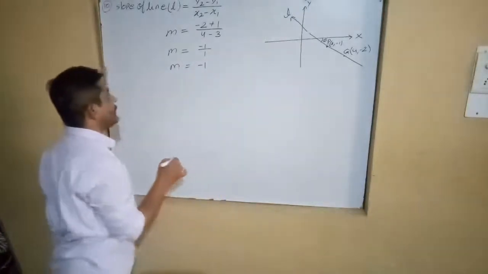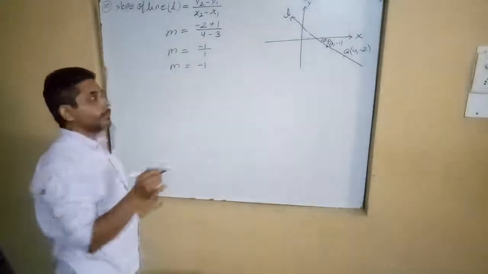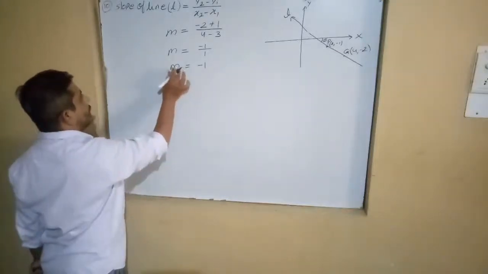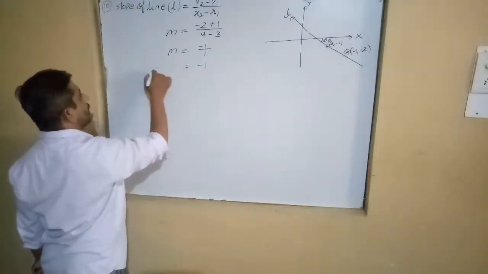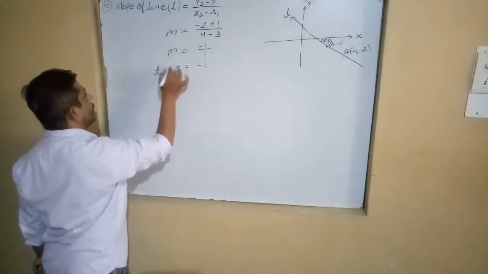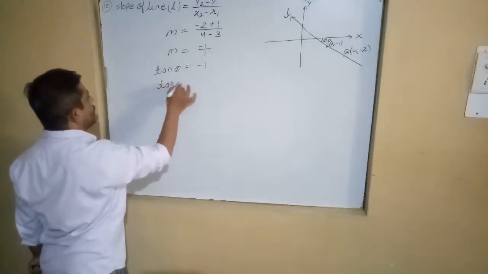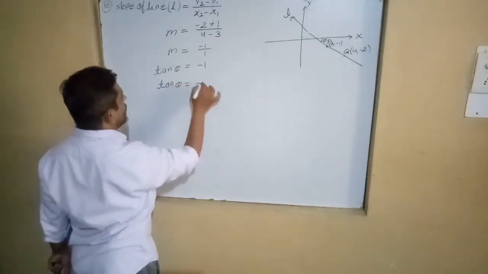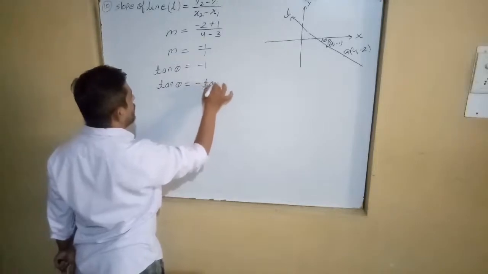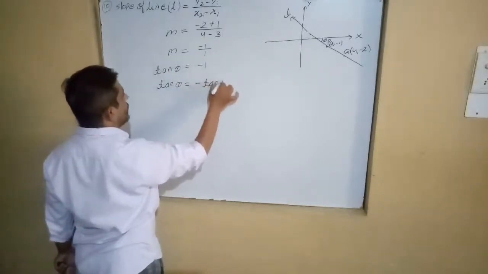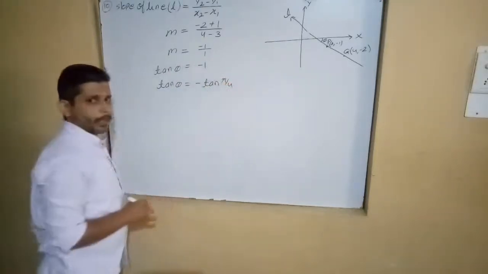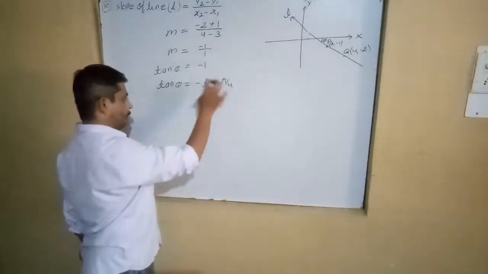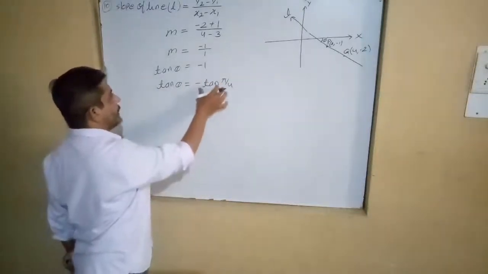Minus 1. So tan lies in the negative form. This is tan theta. m is equal to tan theta. So tan theta is equal to minus tan. And what is the value of 1 in tan form? Pi by 4. So our theta is equal to pi by 4 minus pi by 4.